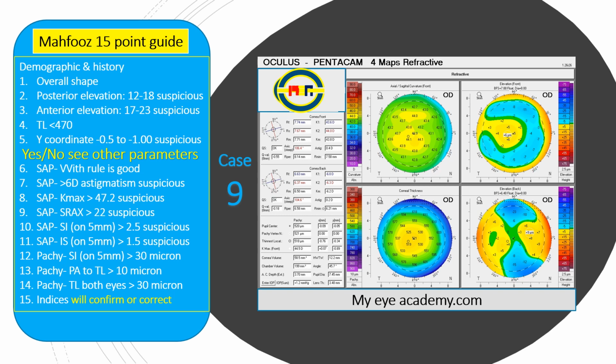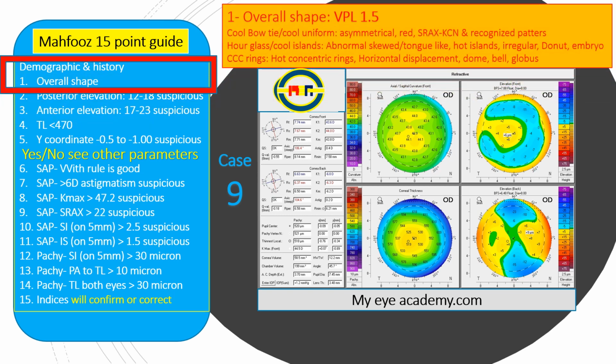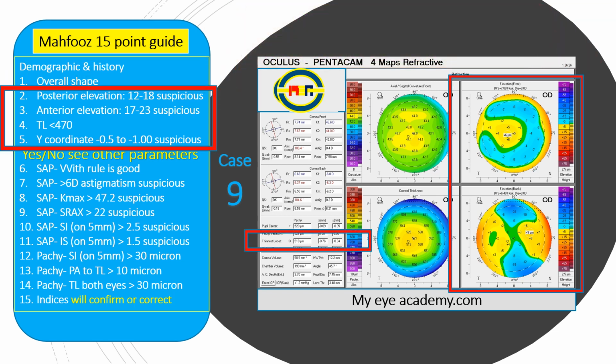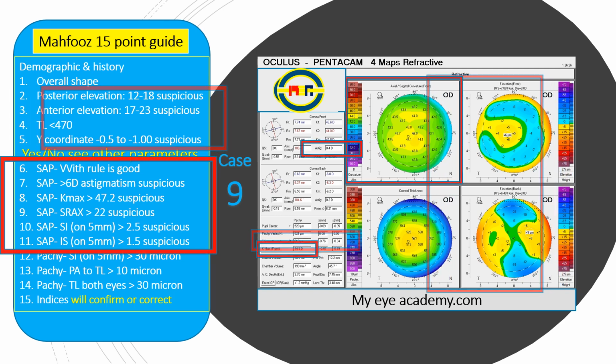Right, if we move on to case number 9, look at the overall shape. This is an irregular bow tie with hourglass appearance and CCCs, so there's a doubt about the SAP map reading of irregular bow tie. Otherwise they're normal shape. All the parameters are within the normal limit, so it is most probably a normal cornea.